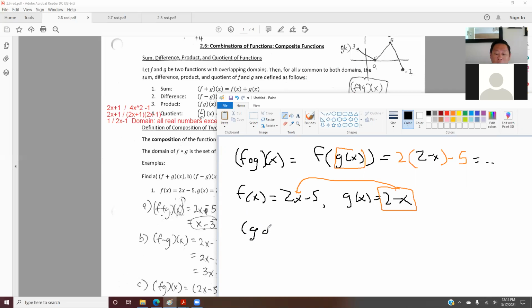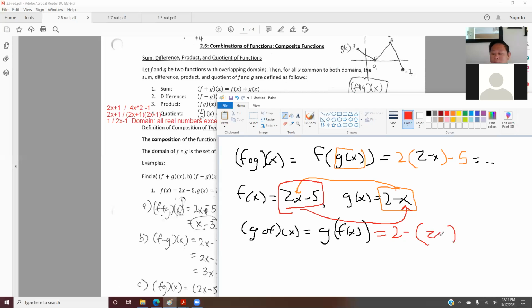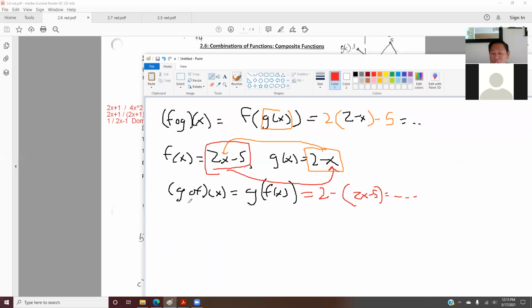But if you got g dot f of x, this means that you have to take f of x and put it back into the g of x. So the other way around. So if you have g dot f of x, always do the last one first. A lot of students get confused. So you take the f of x first, and you plug it into the g of x. So your answer in this case is 2 minus, then you put 2x minus 5. Then you simplify this, distribute your negative and so on. So this is the meaning of f dot g and g dot f.